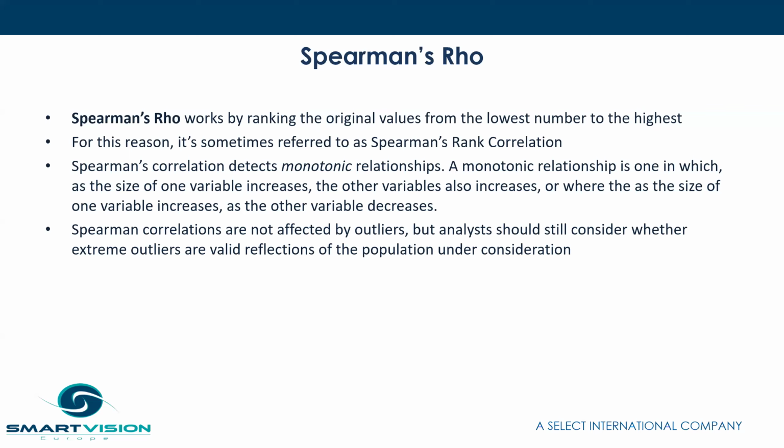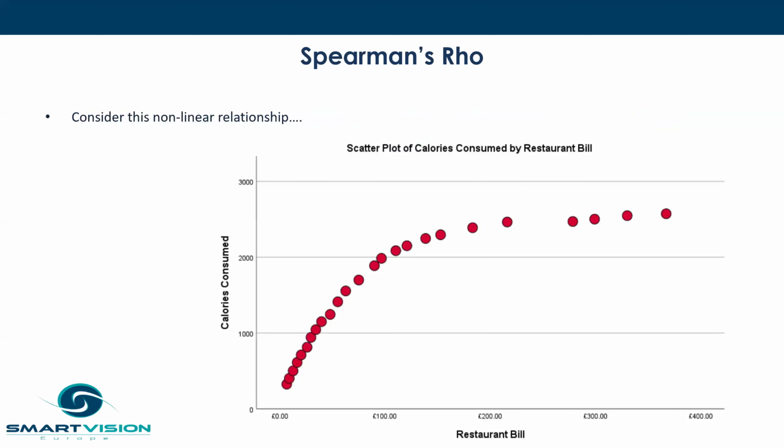So it doesn't mean that they increase by the same degree or anything like that. It just means that there's a general direction to it. Spearman's correlations are not affected by outliers, and we'll see why that is the case. But analysts should still consider whether extreme outliers are valid reflections of the population under consideration.